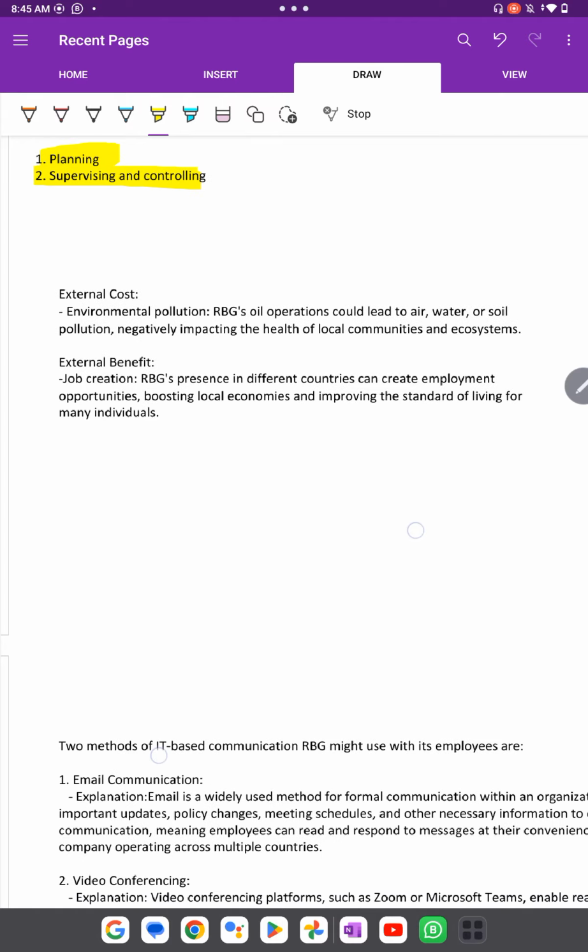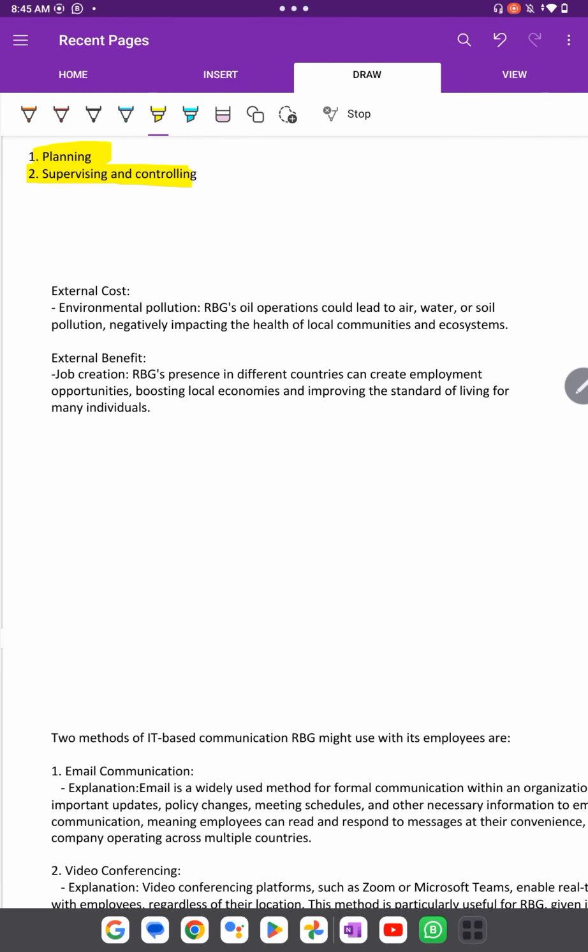So because it is an oil company, they will be damaging the environment. So this is the external cost. RGB's oil operations could lead to air, water, or soil pollution because they will be throwing their waste into water, and they will be burning the oil, and that's why there will be smoke, which can pollute the air.